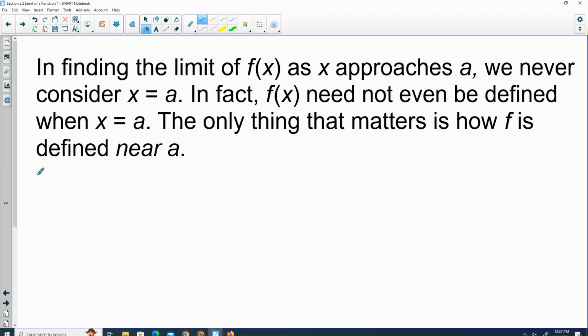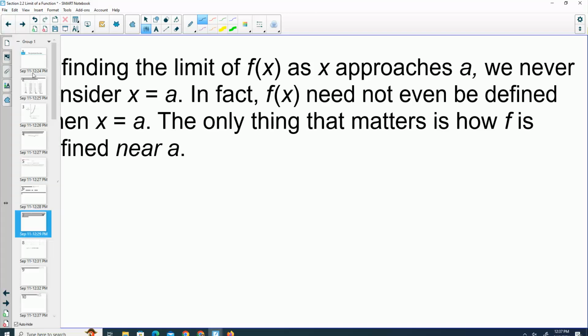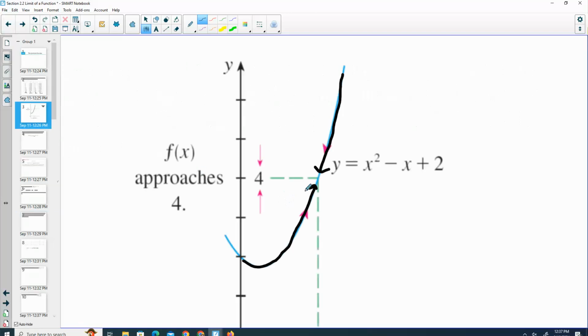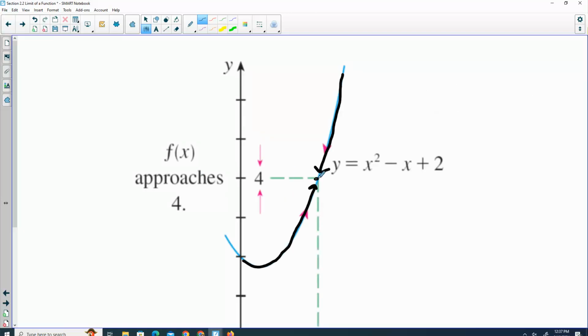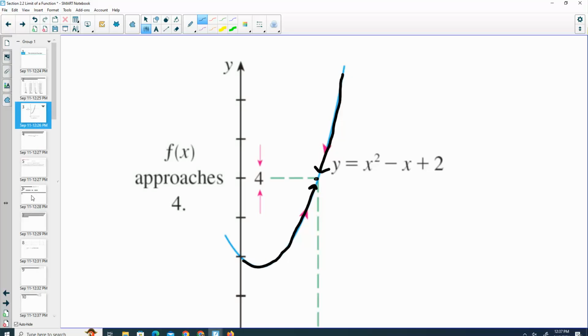All right, the key here, and this is always really hard, is that with a limit, we don't care what happens at the number, only as we get close to the number. On the one I was just looking at, that seems really silly because when x is 2, isn't the y 4? Yeah, so at the number is the same thing as our limit, but it doesn't have to be.